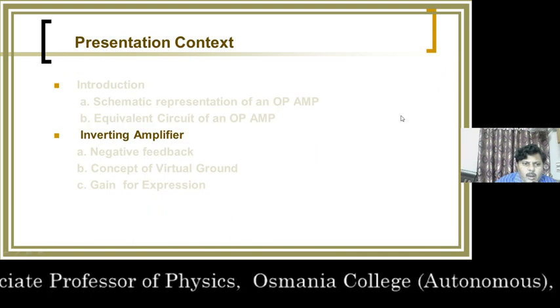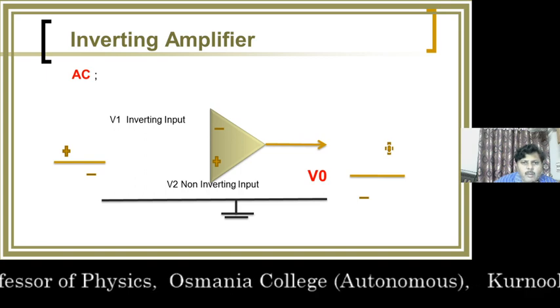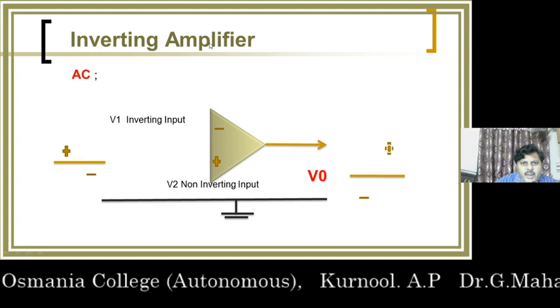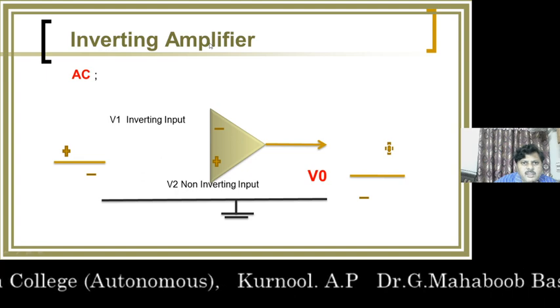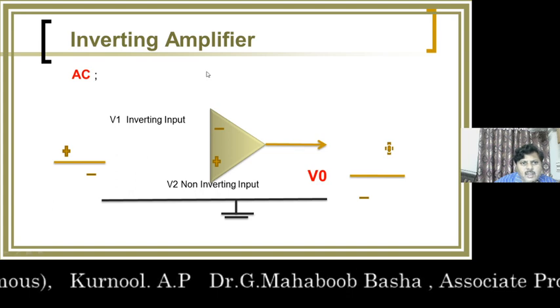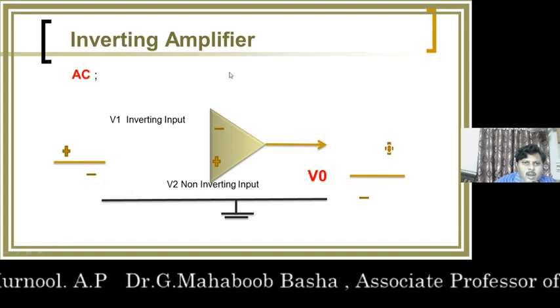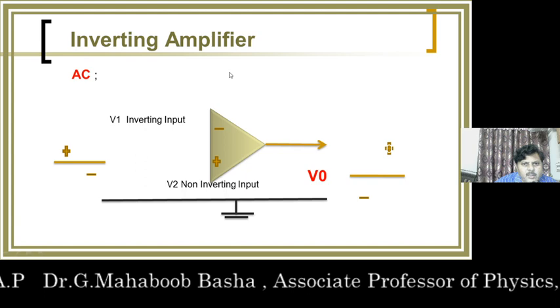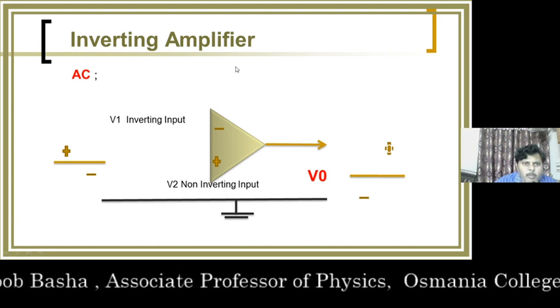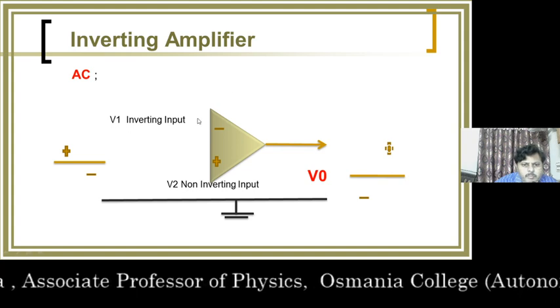Let us see the working of an inverting amplifier. First of all, what is an amplifier? Amplifier means an electronic circuit. It increases the strength of the weak signal. Operational amplifier can be used in three modes. One is inverting amplifier, the other is non-inverting amplifier, and the third one is differential amplifier. Let us see the working of the inverting amplifier.